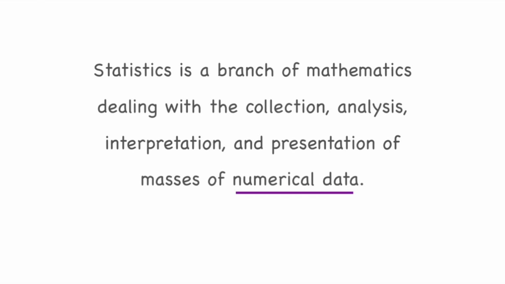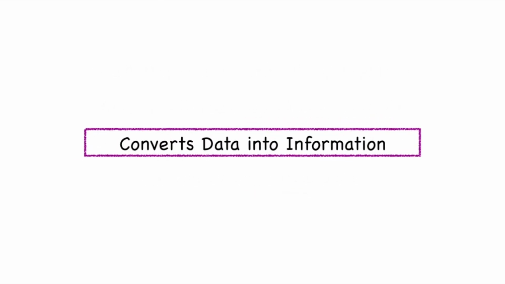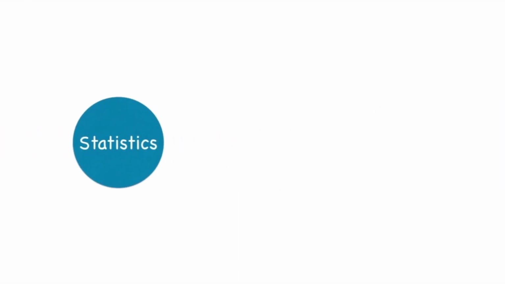To achieve that, we have to have methods to collect it in an efficient way. We need to have methods for analyzing the data. We need to have ways to interpret those data. And finally, we should have ways of presenting it to others so that it can be used by everyone. So these are the things that are discussed in statistics. In a way, statistics is used to convert data into information, and that information can then be used to make our lives better.